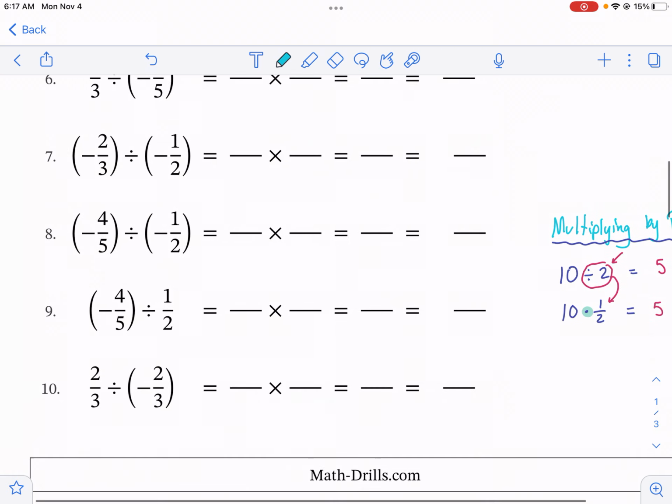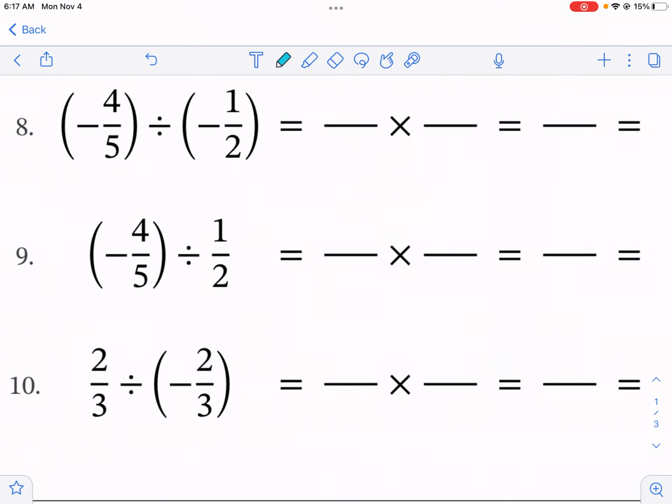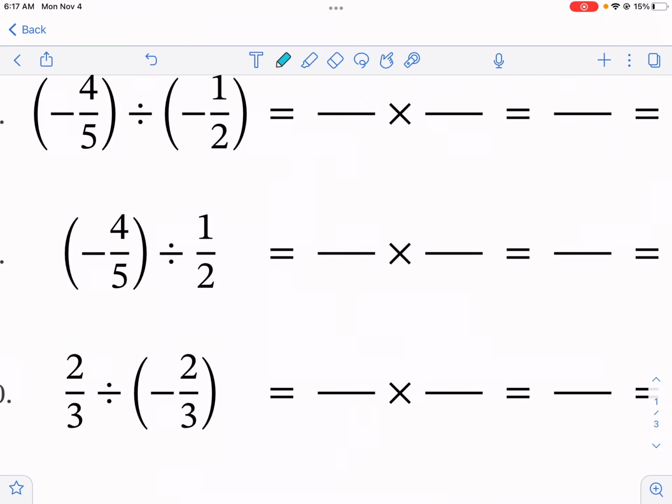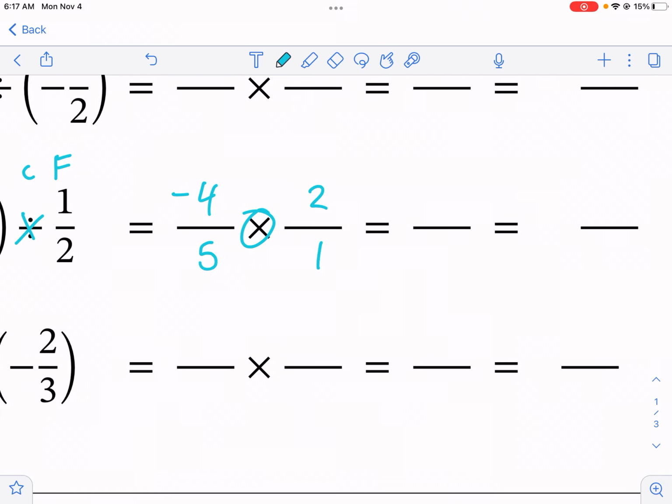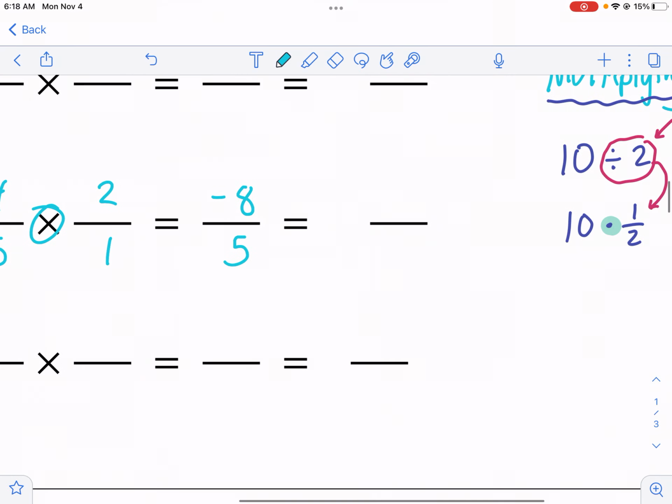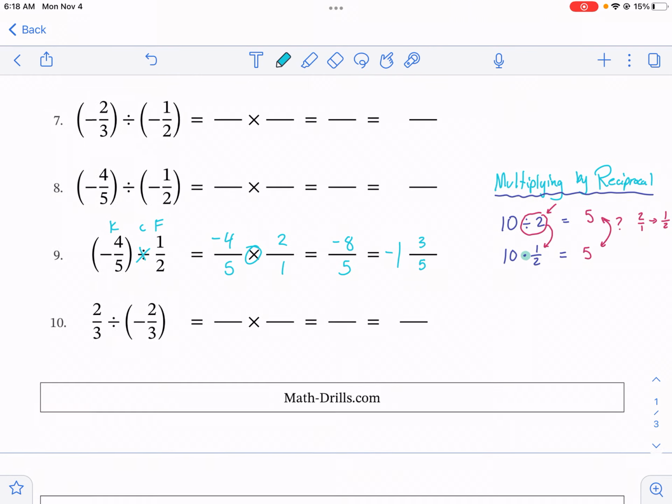Okay, let's do one more, and I think that will be good. So let's skip down to number 9 here, and we are just going to keep, change, flip. We're going to multiply by the reciprocal. So instead of dividing, we're going to multiply. We're going to keep this first fraction the same, and we're going to change this to the reciprocal, 2 over 1. I have a negative 4 times a positive 2. That gives me a negative 8. And then I have a positive 5 in the denominator. For me, this is good, but if you wanted to convert this into a mixed number, we have 5 goes into 8 one full time, and there's 3 left over, 3 over 5, and that's my final answer.